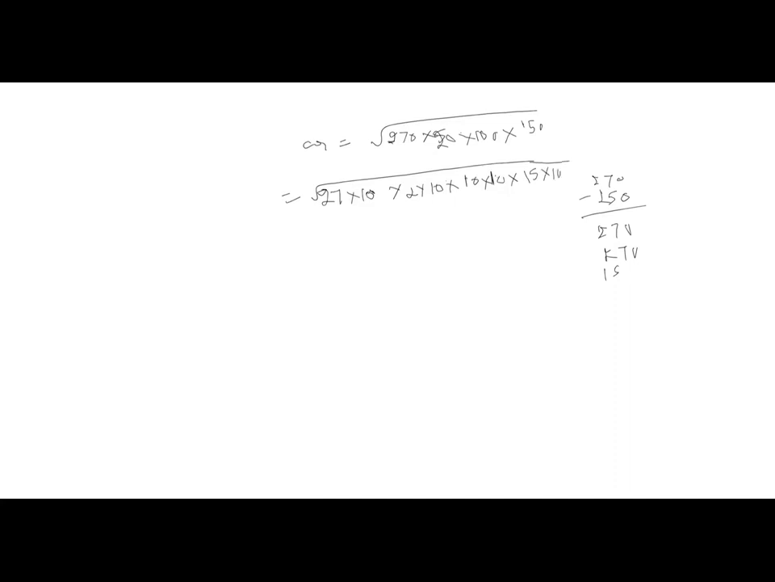So whichever has a pair, we will remove outside. 10, 10, 10, 10, 10. Okay? Can you work out this? Ma'am, the answer is 1,500 square root of 30, ma'am.